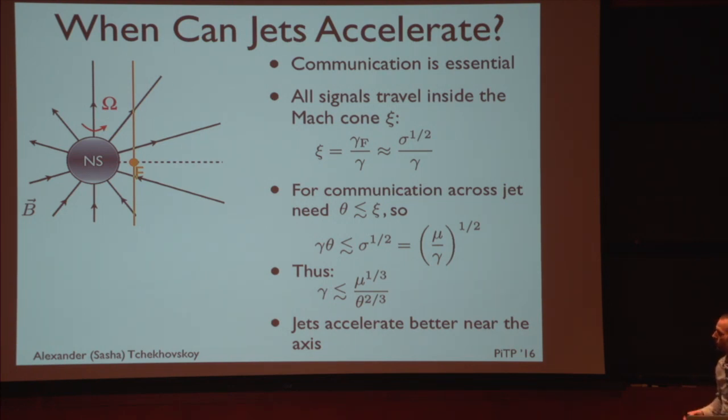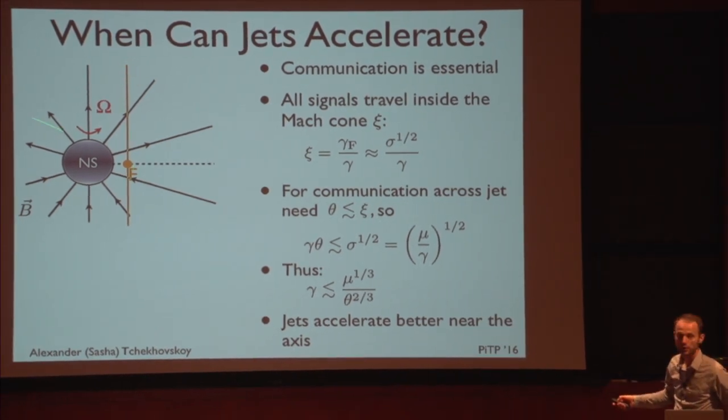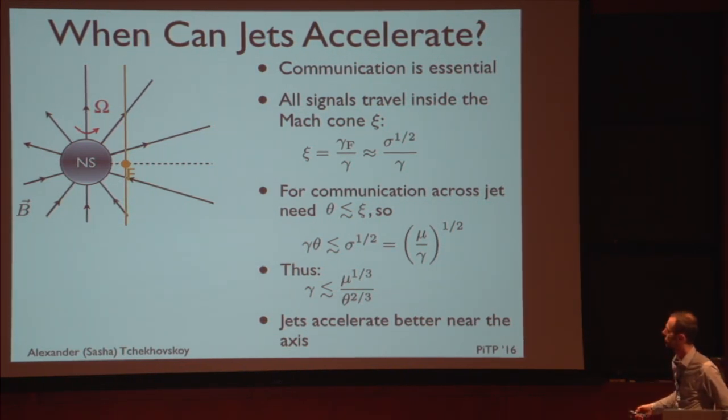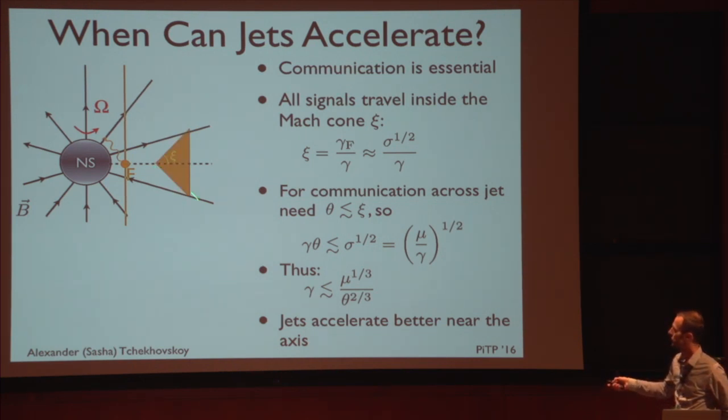So here is our spherically symmetric Michel model of a jet that is not collimated. Here is the fast point, beyond which there is no way for fast waves to communicate to this center. If we try to talk from just inside the fast point, then the waves can propagate. But if we're just outside this point, then the fast waves are confined to the Mach cone with an opening angle of xi, which is given by the ratio of the sound speed to the local speed, or in the relativistic case, the Lorentz factor of the fast waves divided by the local Lorentz factor. And as you remember, the Lorentz factor of the fast waves is the square root of sigma. So this gives us the opening angle of the Mach cone.